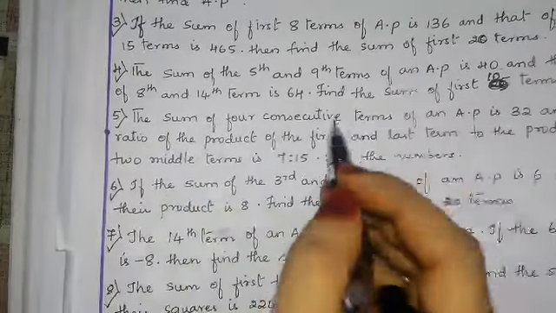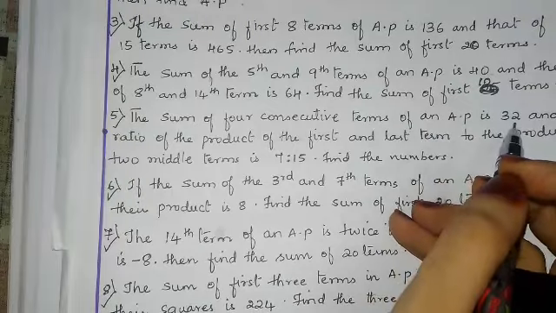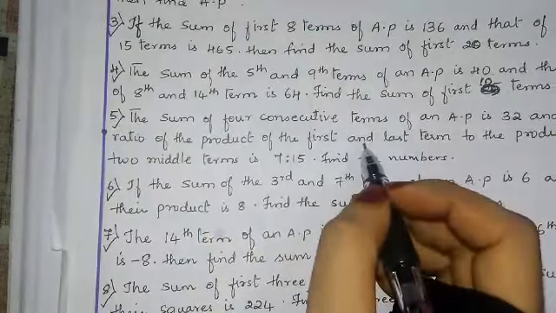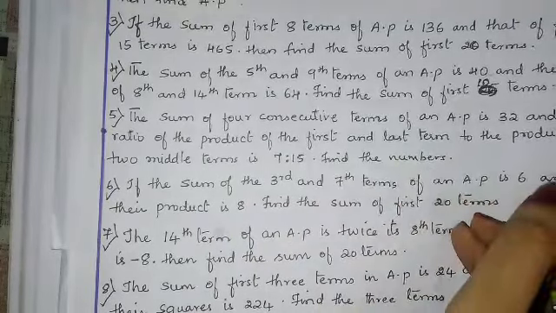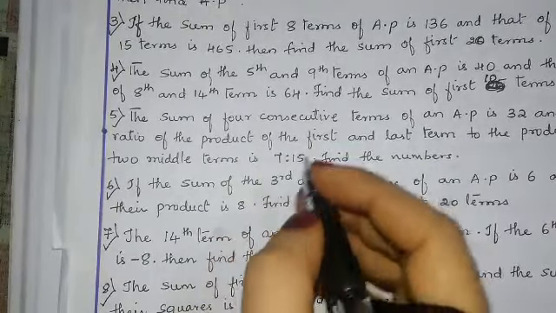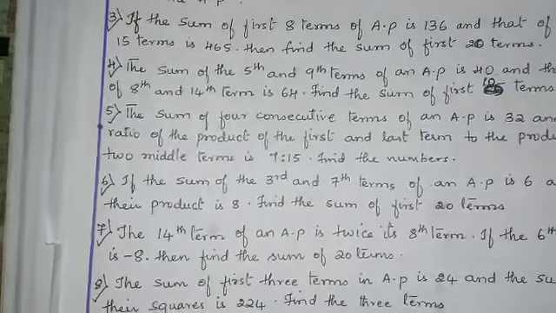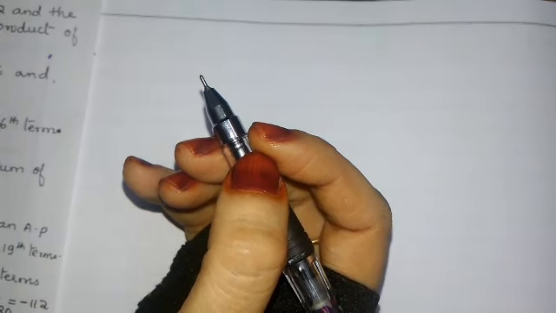The sum of 4 consecutive terms of an AP is 32 and the ratio of the product of first and last term to the product of two middle terms is 7:15. Find the numbers. So let us solve this problem. Question number 5. The sum of 4 consecutive terms of an AP is 32.